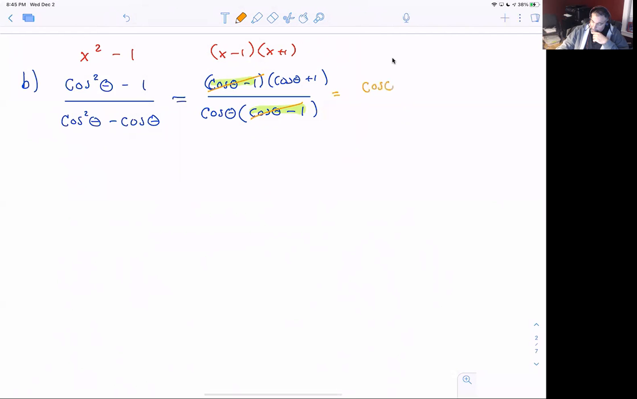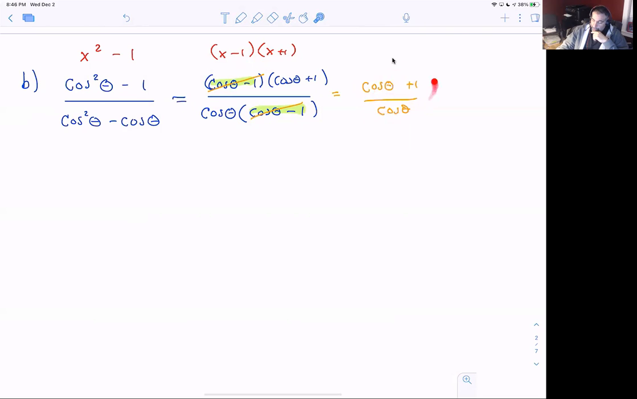cosine theta plus 1 over cosine theta. And there's nothing wrong with that answer. You could leave it like that. But I want to show you another little algebraic maneuver we'll be using a lot of the time here. When I look at this, I see a fraction and I see addition.